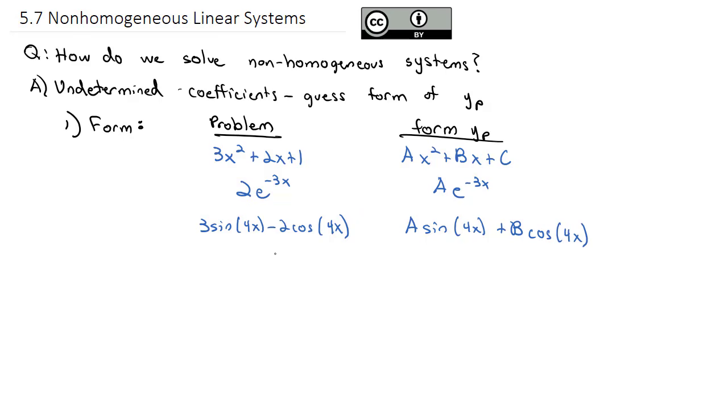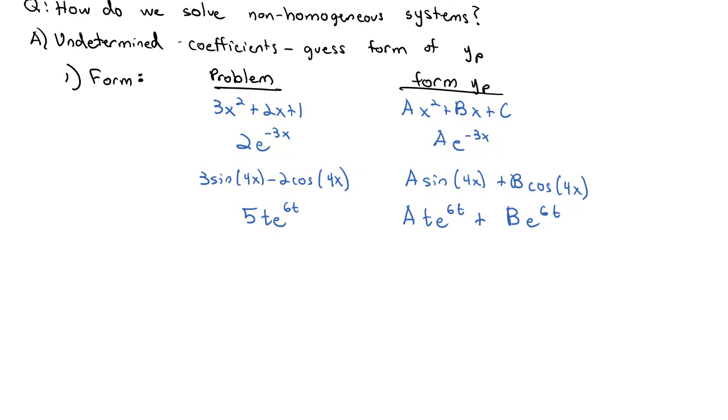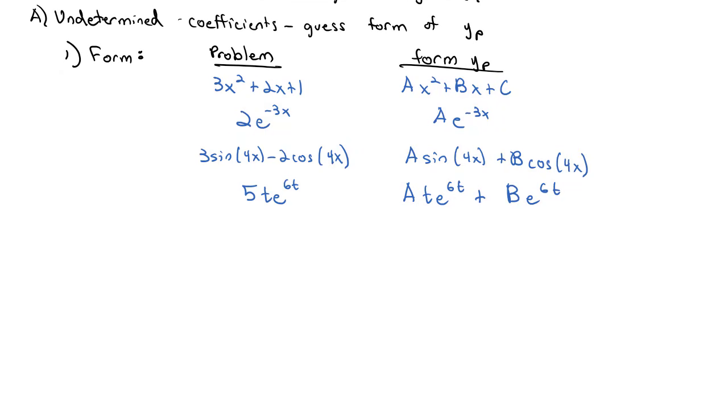And then if we had to account for linear independence, something like 5t e to the 6t, we would know that means we have some a t e to the 6t plus the linearly independent b e to the 6t. And then we could work out the problem to figure out what our a's, b's, and c's, and whatever letters were to find those undetermined coefficients. We're going to do much the same thing with our matrices.